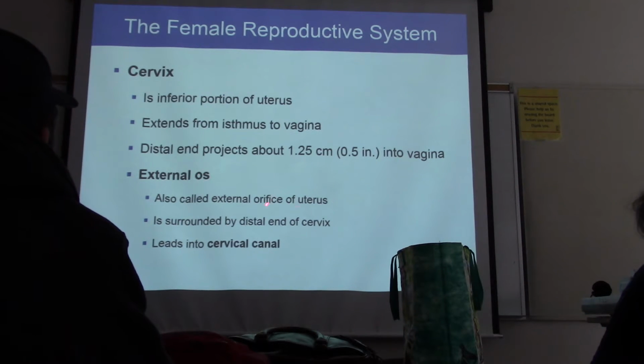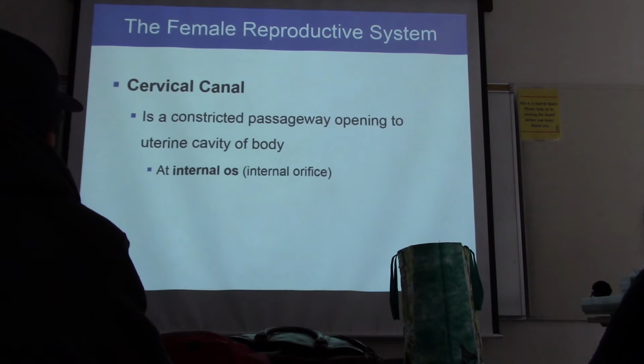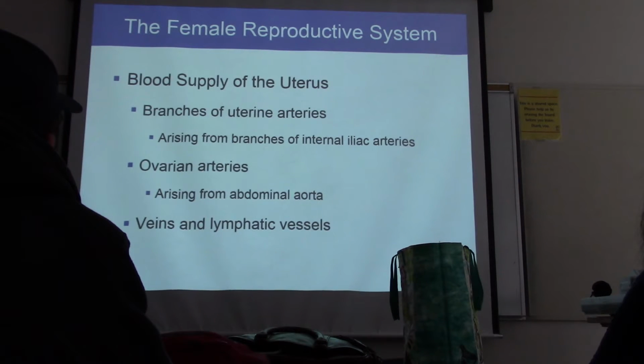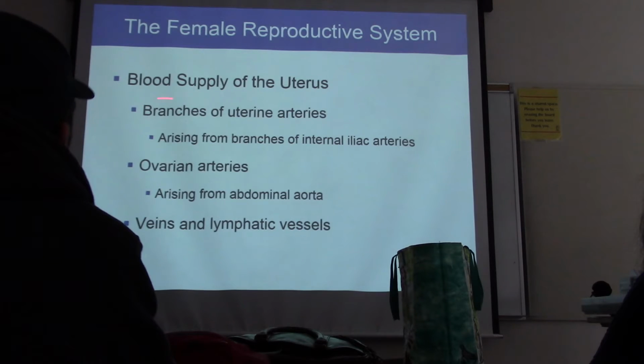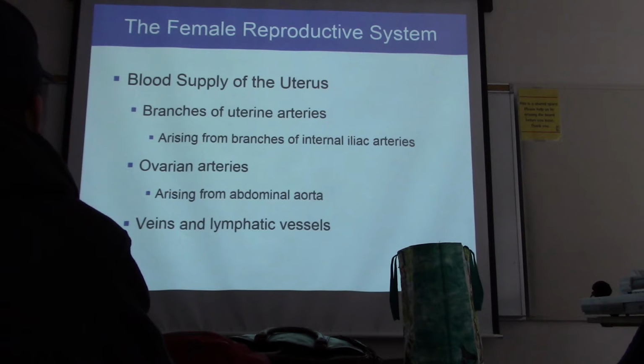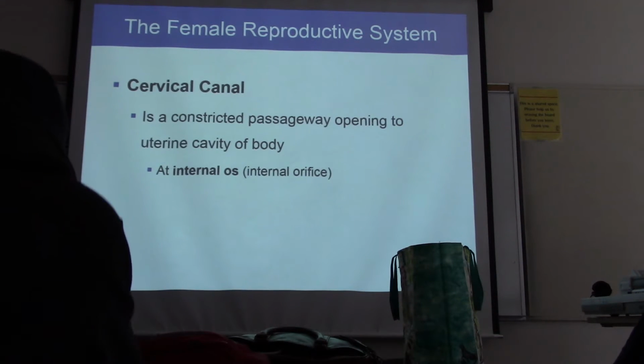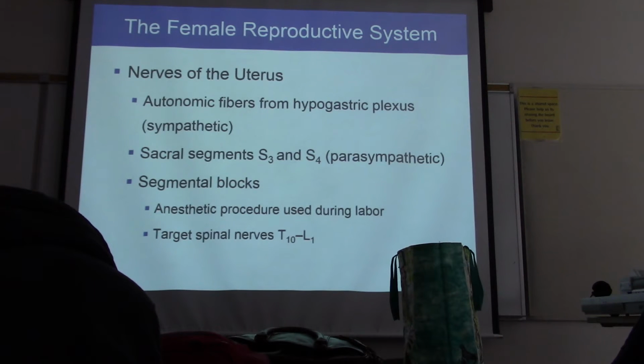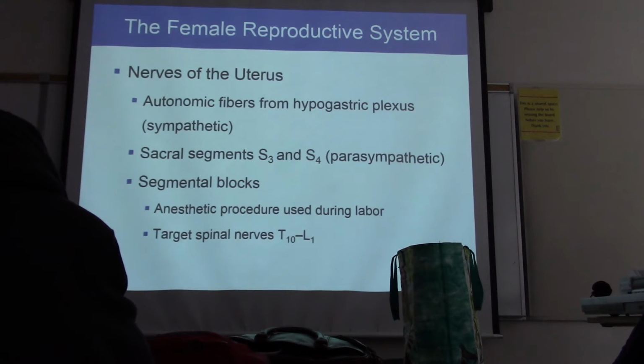The external os is the external opening, and I'll just leave that at that. The cervical canal is within the cervix itself. Those are all in your book. They're easy enough. The blood supply to the uterus does not come from the ovarian vessels, those ones from way up high. Remember, it comes from the sides. It comes from the internal iliac arteries and pelvic arteries. I'll leave it at that. I've already said that. Here we go, back to this one. Nerves of the uterus are basically just the nerves that go to all the organs in the area. Nothing very exciting about them. Sacral segments S3 and S4.